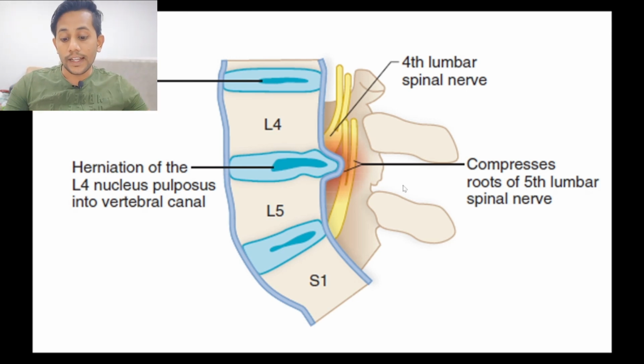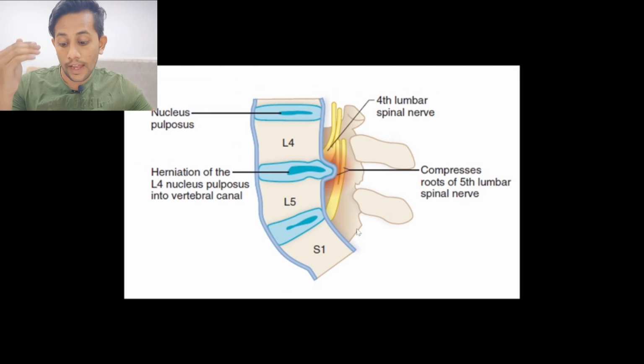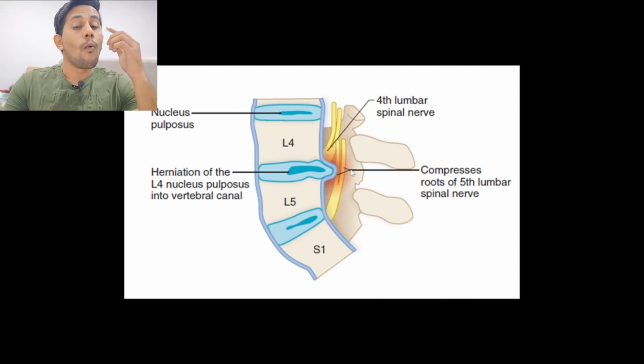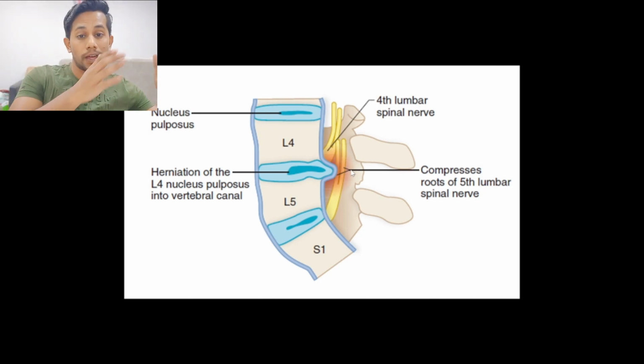But that is our intervertebral disc, our herniation, and also the posterior and anterior walls of the foramen. In the next video, we will be discussing the differences between the somatic and the autonomic nervous system, and also the differences between the sympathetic and the parasympathetic nerves.